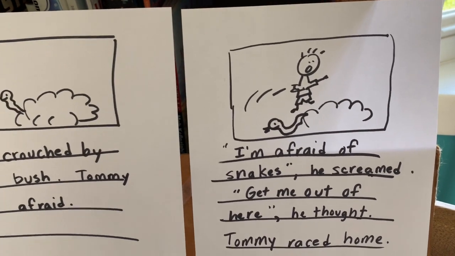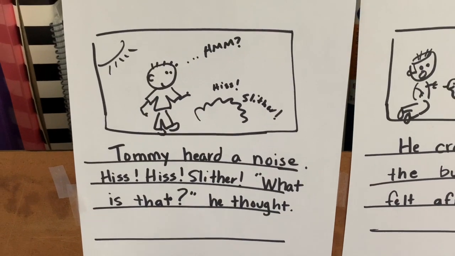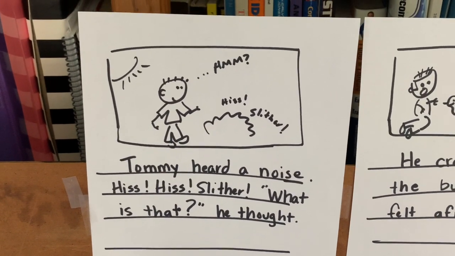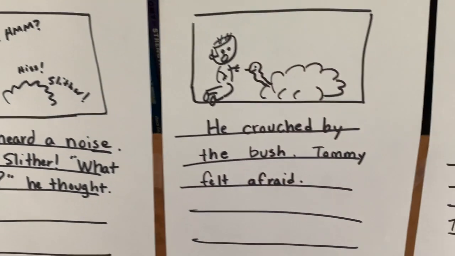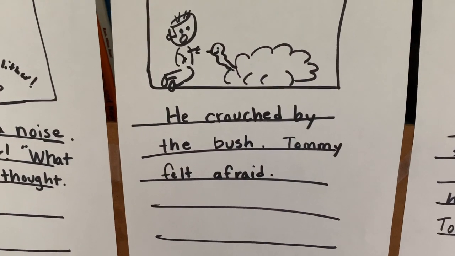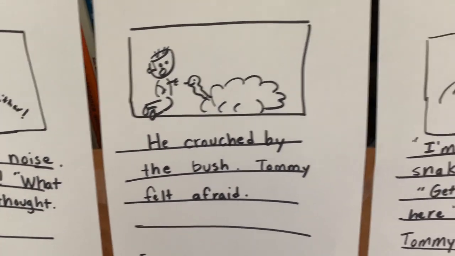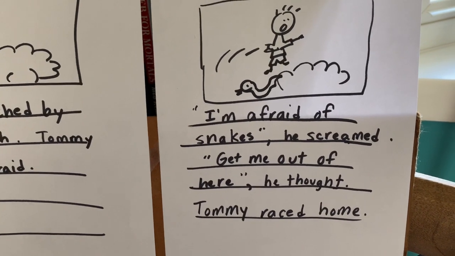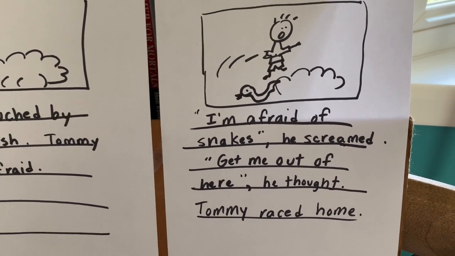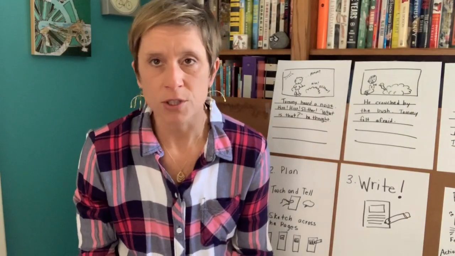Let's read the words and see if they match the pictures. Tommy heard a noise. Hiss, hiss, slither. What is that, he thought. Page 2. He crouched by the bush. Tommy felt afraid. Page 3. I'm afraid of snakes, he screamed. Get me out of here, he thought. Tommy raced home.